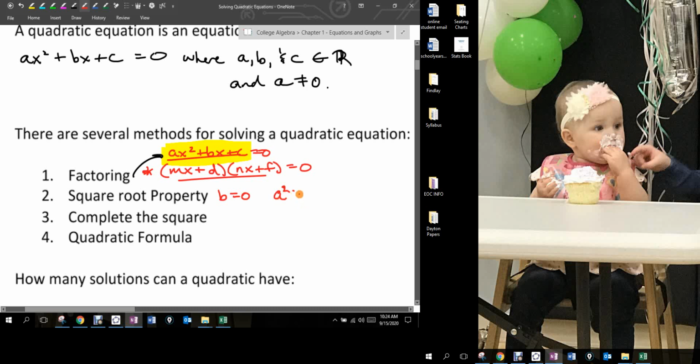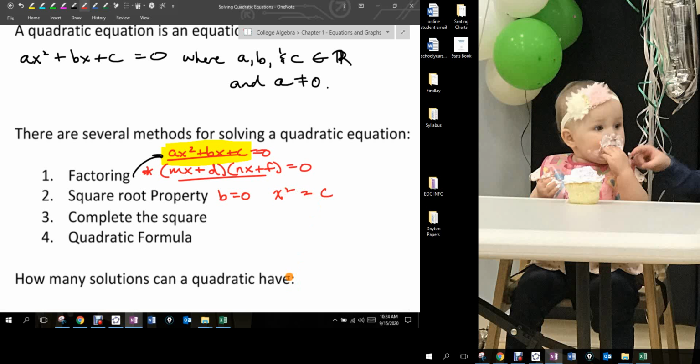I'm just going to write x squared equals c or something like that. Basically what's going to happen is that you're going to try to isolate your x squared term because there is no x term. You should be able to move your constants to one side. You should be able to divide both sides by whatever a was, and then you get this statement here.